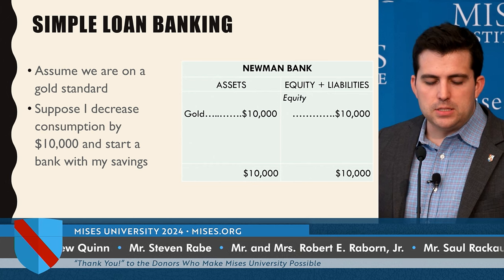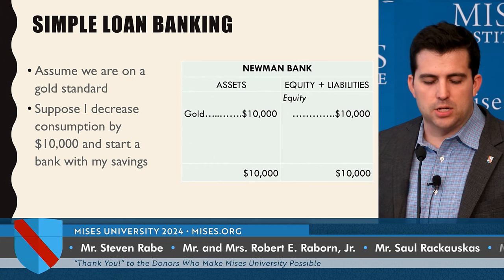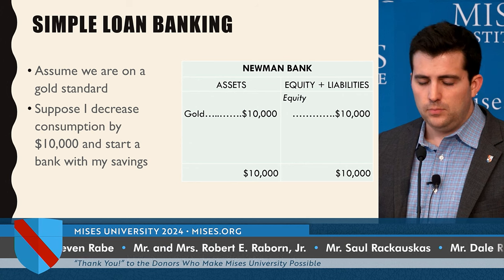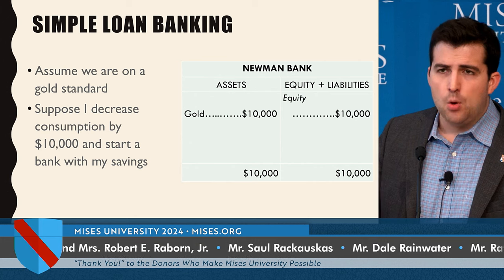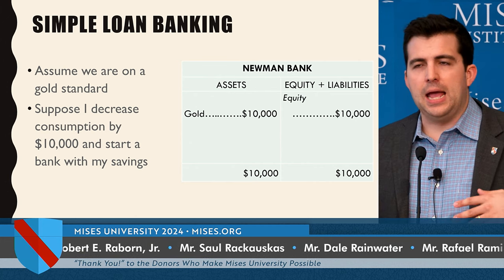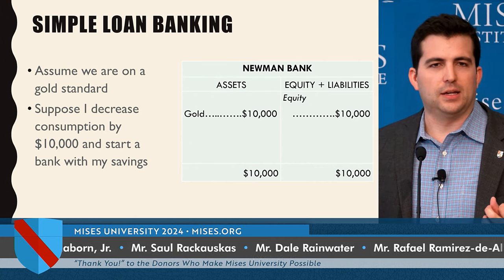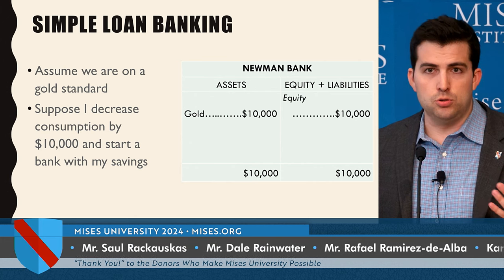So if I decrease consumption by $10,000 and I start a bank with my savings, right now I've got $10,000 in gold. Those are my assets. We're not looking at the building, or any capital goods that I'm using in the building.